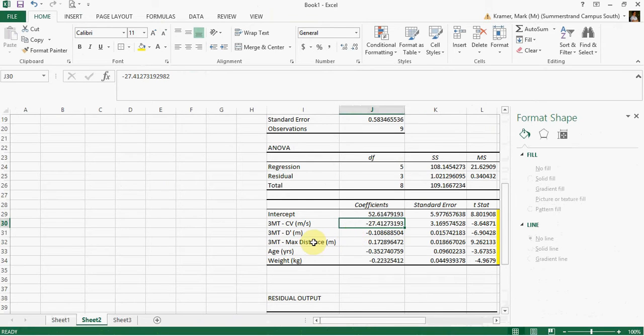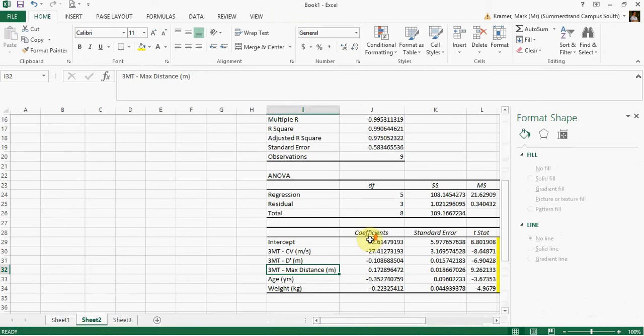Makes sense. Distance is positively correlated. For every 1 meter that I run further, my VO2 max goes up by 0.17 moles per kg per minute. For every year that I'm older, this goes down, and for every kilogram that I'm heavier, this goes down. So these values tend to link the direction of the correlations. Alright.